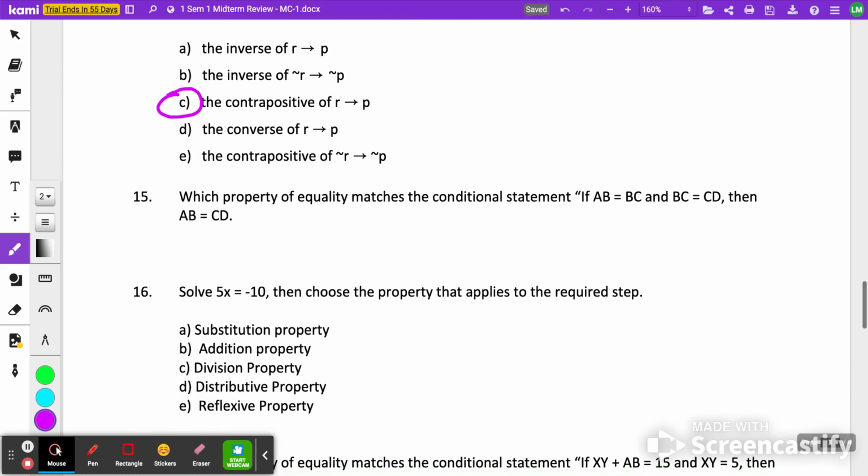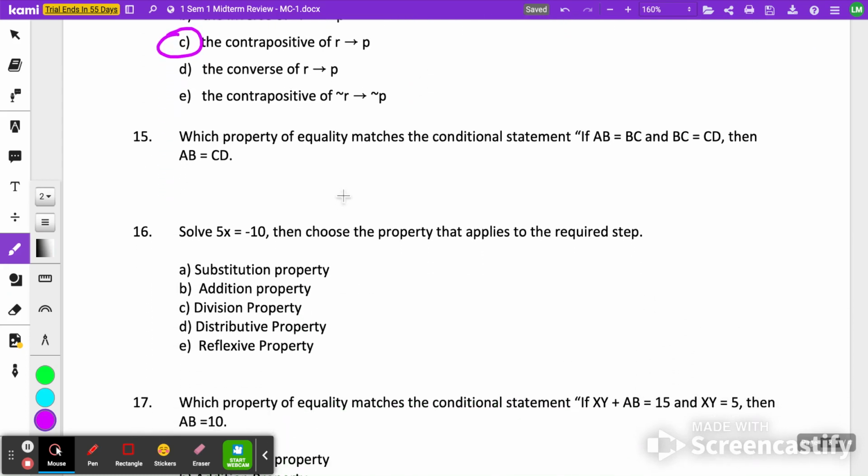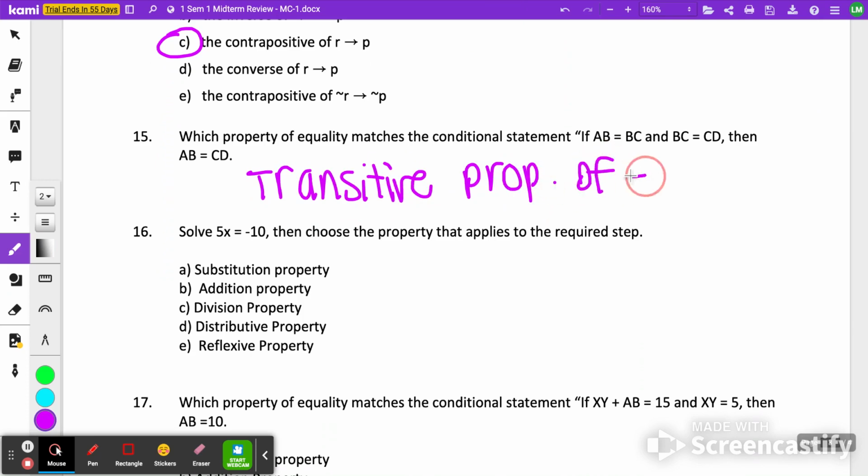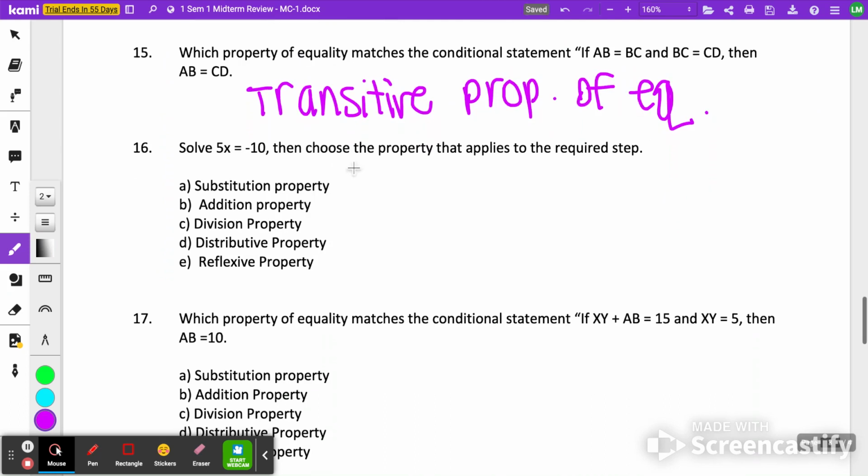Number 15, which property of equality matches the conditional statement: if AB is equal to BC and BC is equal to CD, then AB is equal to CD? This one is the transitive property of equality. That was lesson 2.4. Solving 5x is equal to negative 10, then choose the property that applies to the required step. That would mean x is equal to negative 2 because we use the division property.